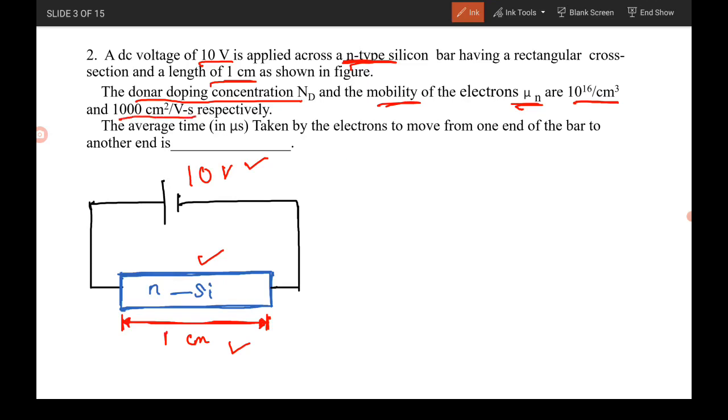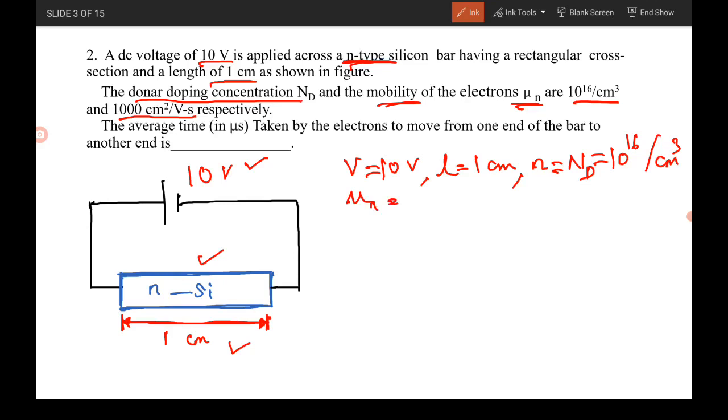So here first, the voltage applied V is 10 volts. Then the length is given, which is equal to 1 cm. Next Nd is given, so here Nd is nothing but the concentration of electrons. So it will be equal to Nd, whose value is 10 to the power 16 per centimeter cube. Next, what is given? mu n, that is mobility. So mu n is equal to 1000 centimeter square per volt second.